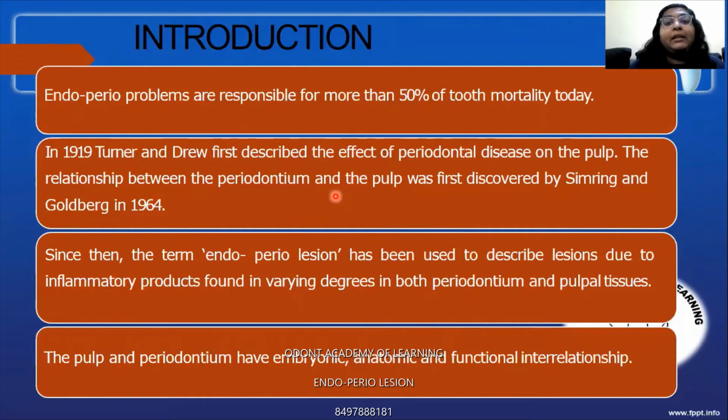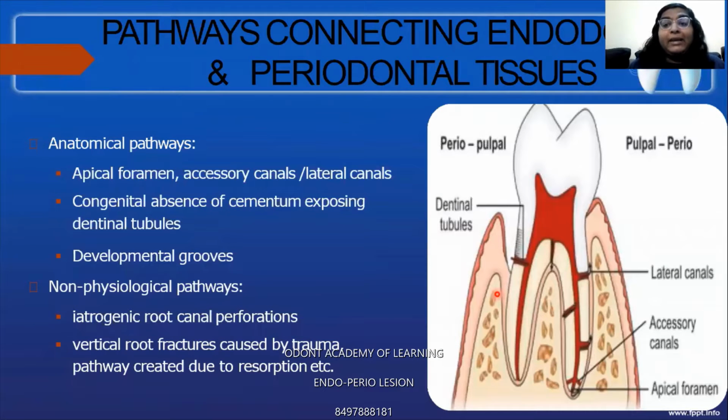Therefore, the pulp and the periodontium are like the hand and the glove. They go together, right? Since then, the term endoperio lesion has been used to describe lesions due to inflammatory products found in varying degrees in both the periodontium and the pulpal tissues. The pulp and the periodontium are connected majorly through the embryonic, anatomic, and functional interrelationship. Now coming to the pathways that connect the endo and the perio tissues.